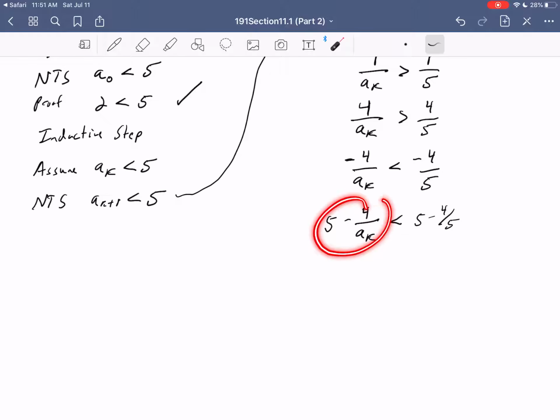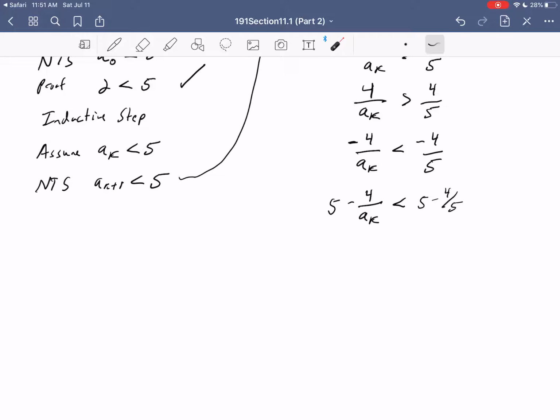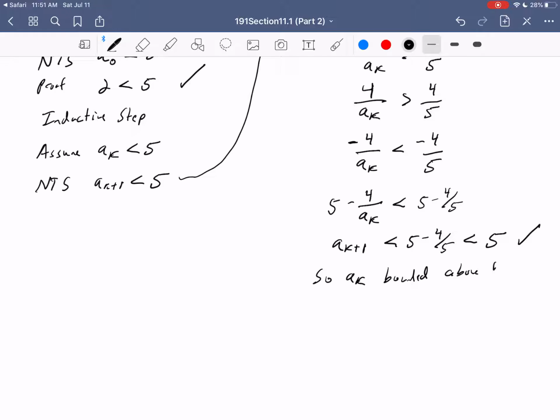We've built 5 minus 4 over a sub k, so we've plugged a sub k in here. That means it goes up 1 in the index. So that's a sub k plus 1. That's less than 5 minus 4/5. And of course, 5 minus 4/5 is certainly less than 5. So we've shown that a sub k plus 1 is less than 5. Check. So a sub n, we use k as our single step, is bounded above by 5. Okay, that's exactly what we wanted to show.